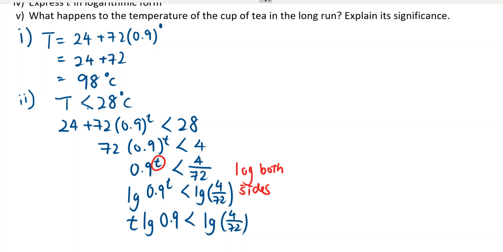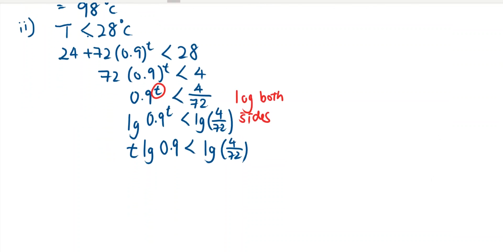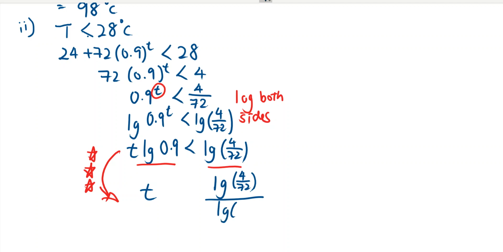Now the next step is very crucial. Always remember, the next step is always crucial. Put the 3 stars there. Why? Because now over here on the left side, t log 0.9 is lesser than log 4 over 72. But when you bring log 0.9 over, so I write down here first, 4 over 72 divided by log 0.9, you have to change the sign from lesser than to more than. Change sign.